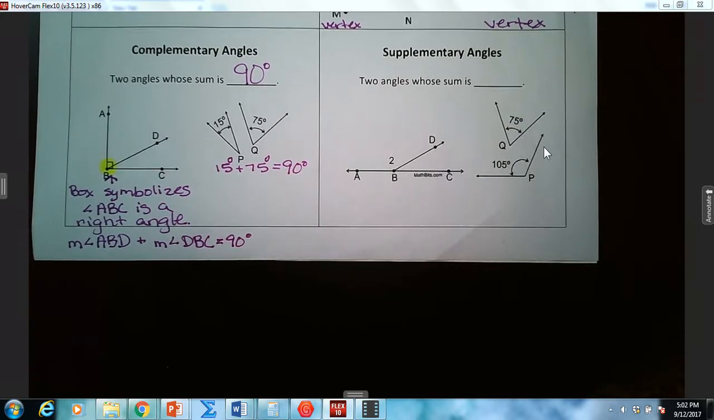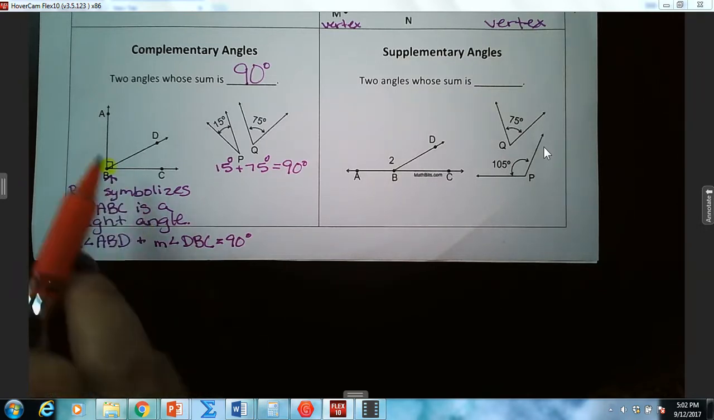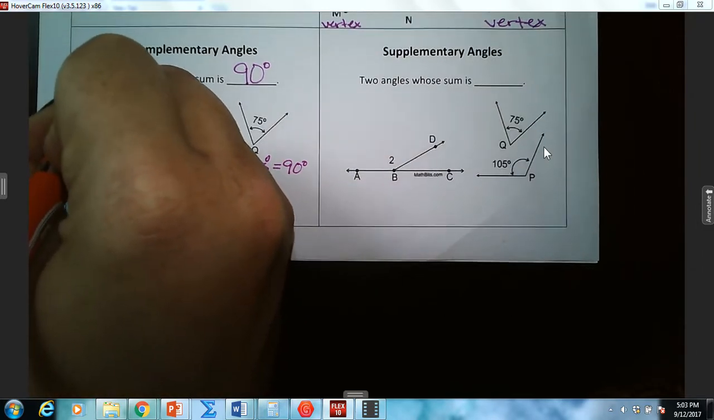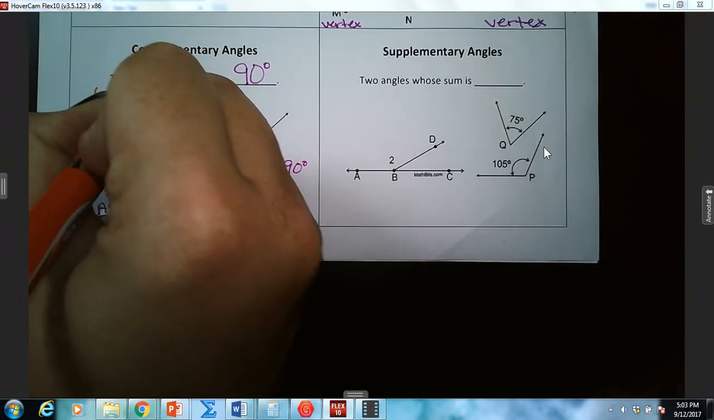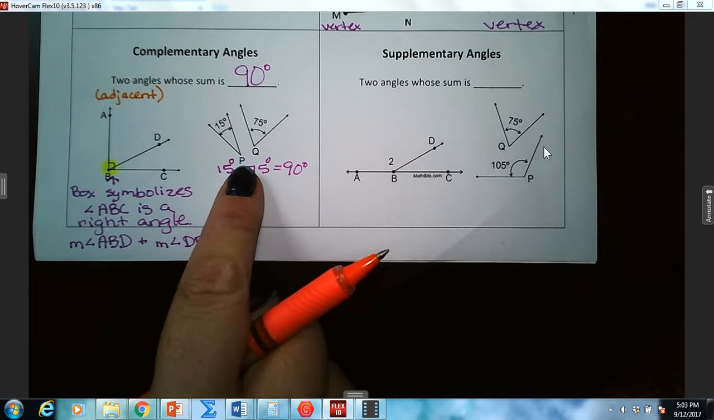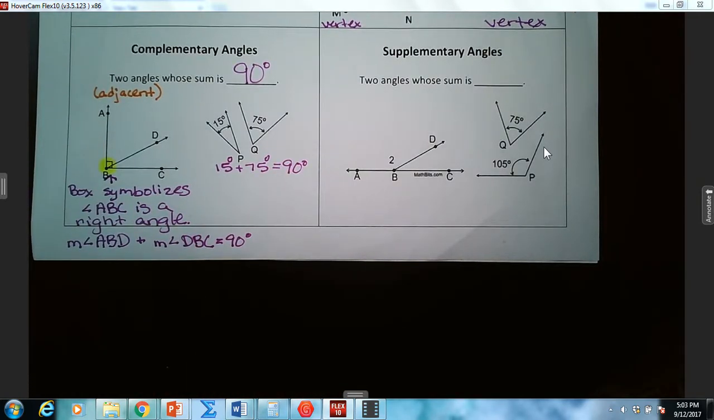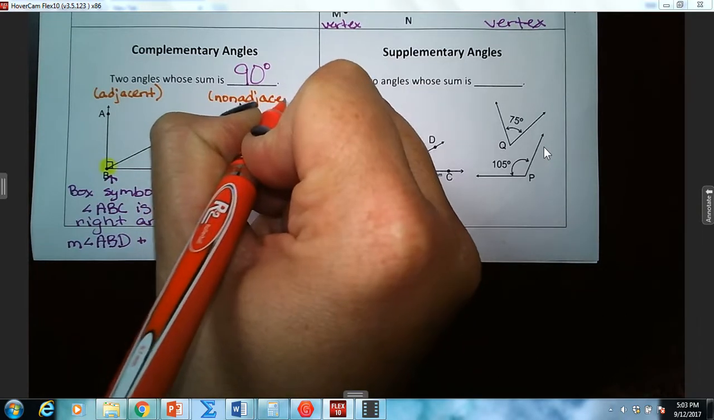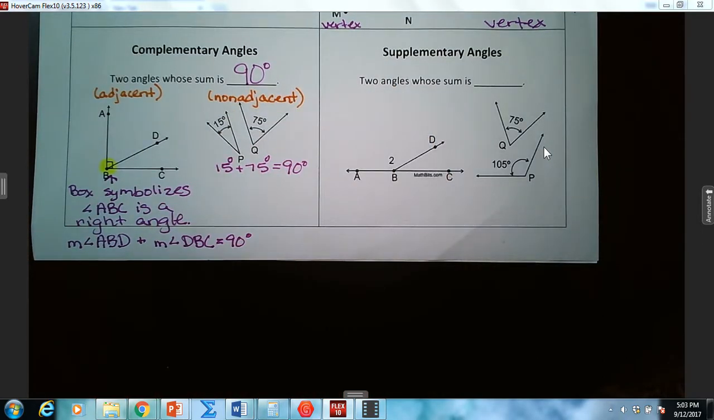I want to also note that you've got a couple more examples of adjacent and non-adjacent angles. Here, angle ABD and DBC, there they are, side by side. This is an adjacent angle pair. I'm just going to write that note up here so you have another example where these two, angle P and angle Q, are completely separate from each other. They don't share a common side. They don't share a common vertex. These are non-adjacent. So complementary angles are any two angles who have a sum of 90 degrees. They can be adjacent or they might not be.